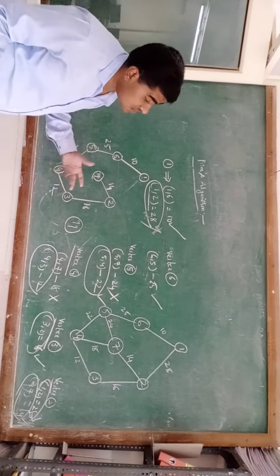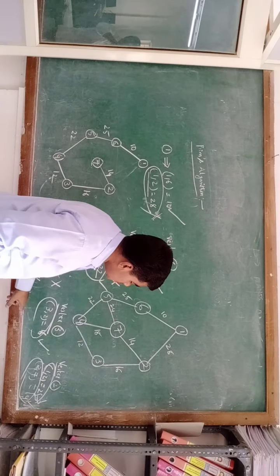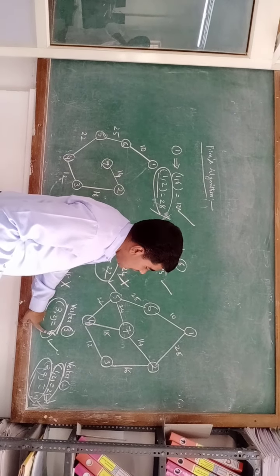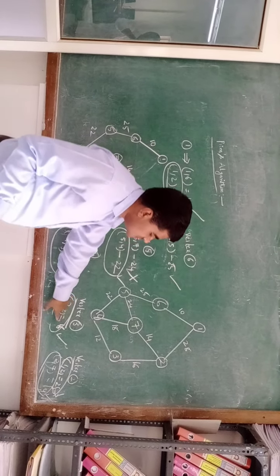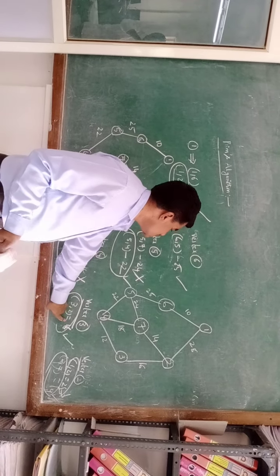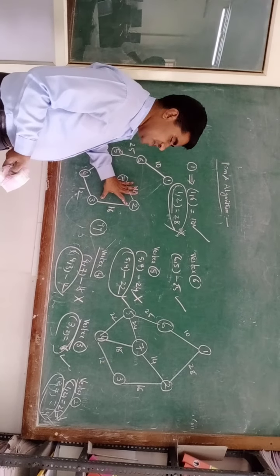Now again vertex 3, what are the corresponding edges? 3 to 2 is there, so 16. Now we compare 28, 24, 18 and 16. Which one is minimum? 16 is minimum and it is not forming any cycle. So we are adding it here.